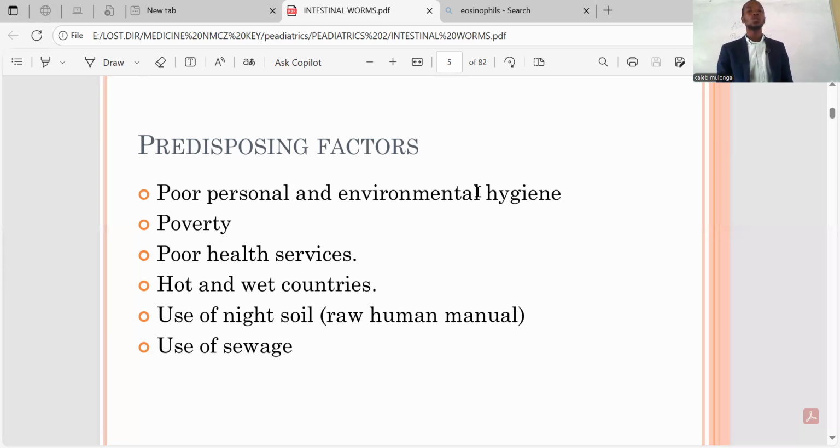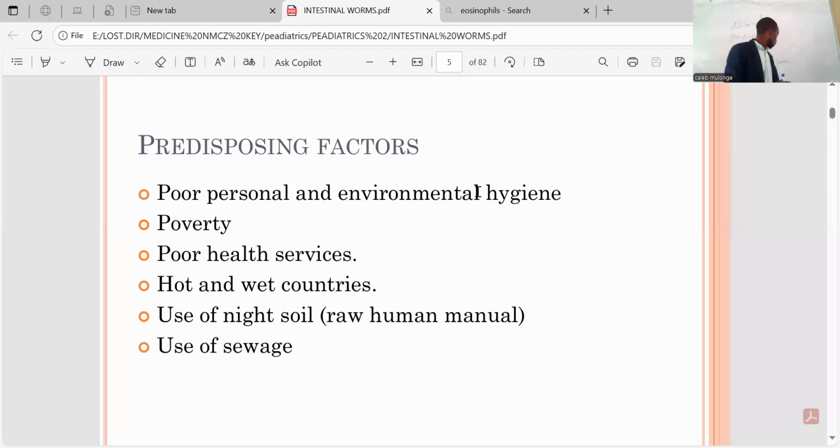So here we mentioned that an environment that is hot and wet is a predisposing factor, in the sense that these environments will facilitate or accommodate the growth of these worms. One of the reasons why these European countries may not have these conditions is because the weather is cold and these worms may not survive. But in our areas, because of the warm environment and the wet environment, these worms have a favorable environment to develop. And that is a predisposing factor.